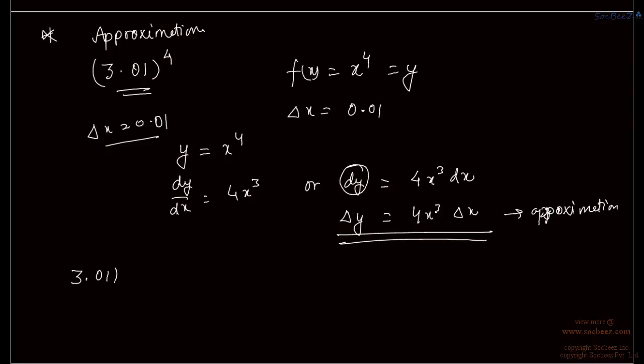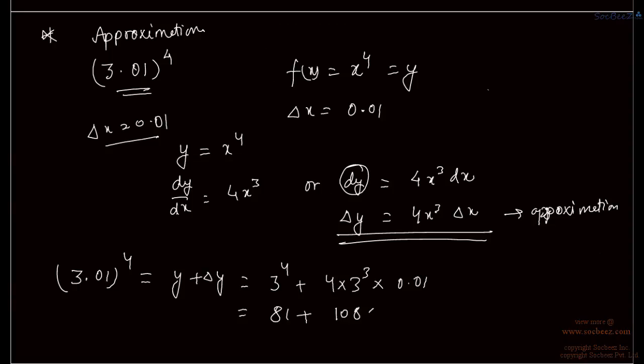So we have 3.01 to the power 4 is y plus delta y, right? Which is equal to, y is 3 to the power 4 and delta y is 4x cube, that is 4 times 3 to the power 3 into delta x, which is 0.01. Now 3 to the power 4 is 81 plus 4 times 27, which is 108, times 0.01. So we have 82.08 as the approx value of 3.01 to the power 4.